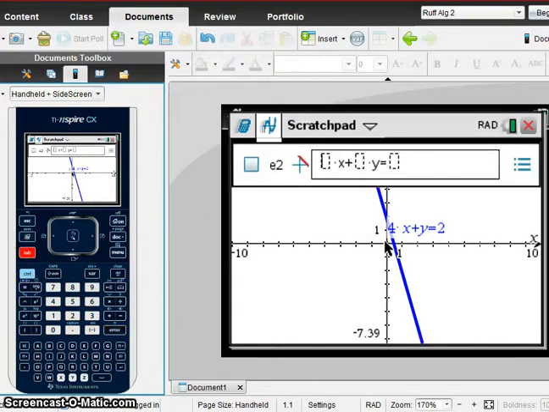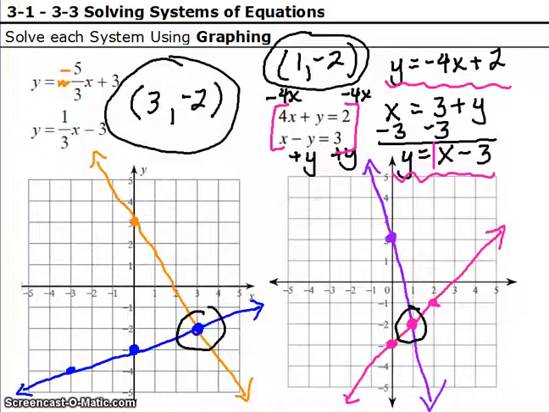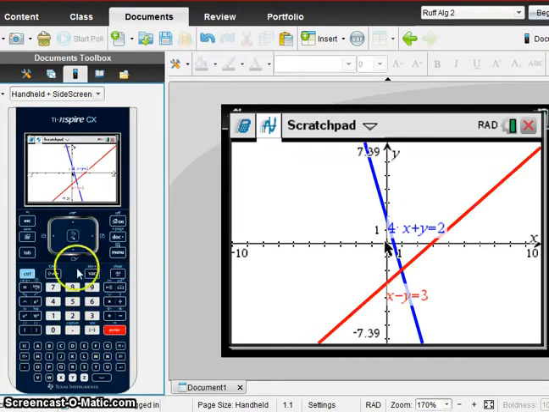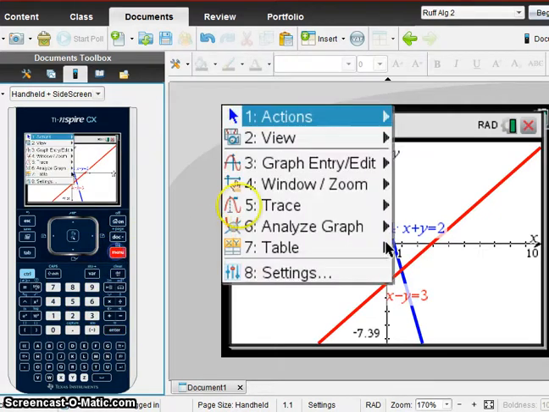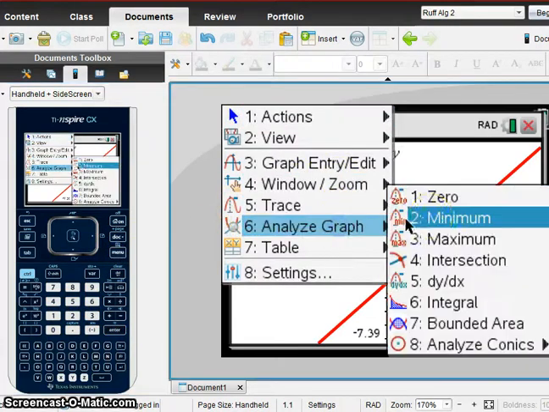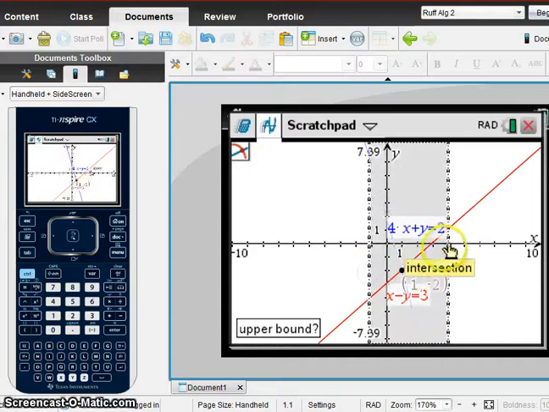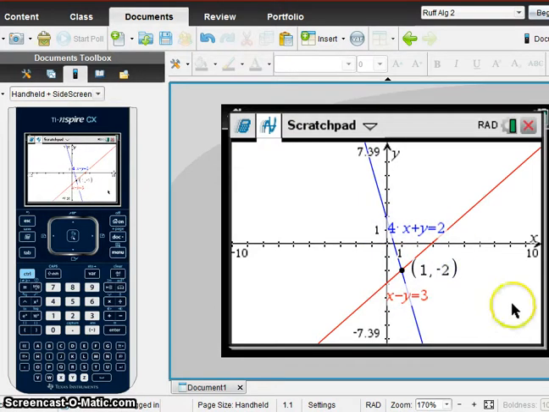Hit tab, and we can type in our next one, which is 1x, -1y, and 3. Hit enter there, and it'll graph that line for you. And then we do our menu, analyze graph, intersection, once on the left, once on the right, and there's our solution, (1, -2).